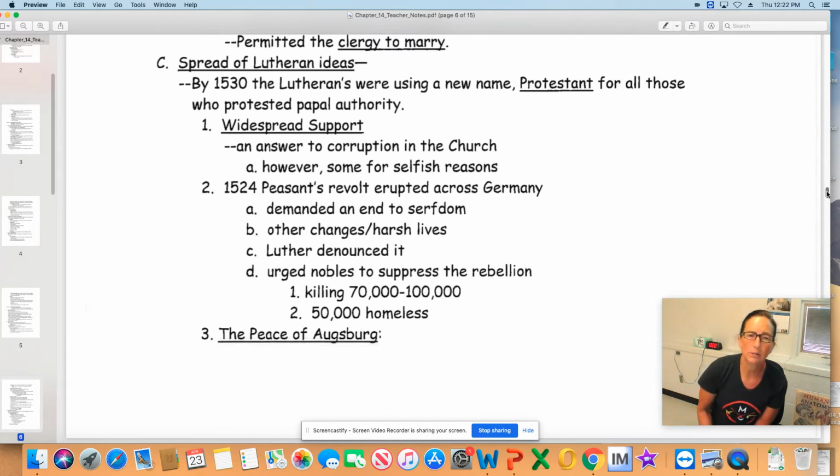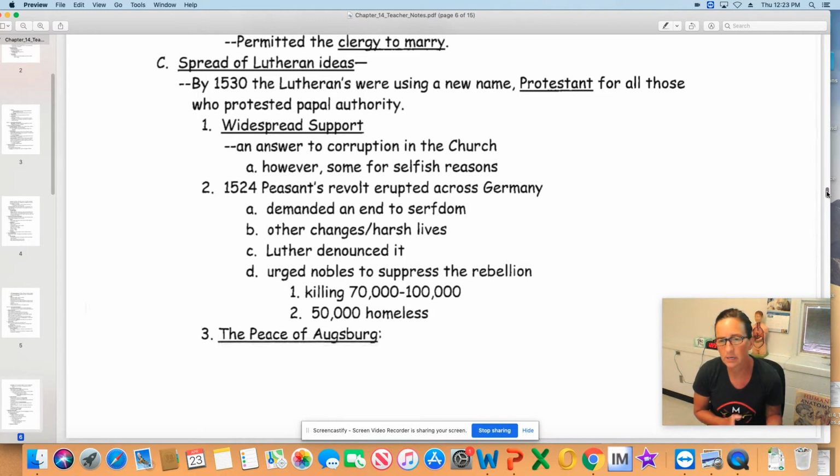The spread: how does Martin Luther spread his ideas? How does it end up spreading? By 1530, Lutherans were using the new name Protestant, which means to protest, for all those who protested papal authority. There's widespread support at the time, and an answer to corruption in the church. However, as this branches out, there are some selfish reasons for that, so it's not 100% non-selfish.